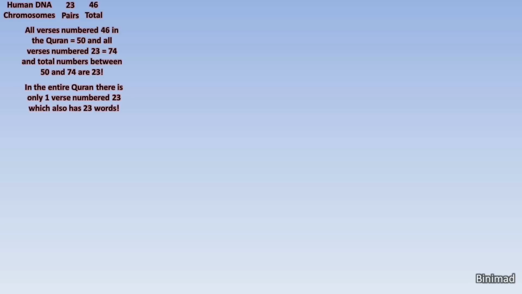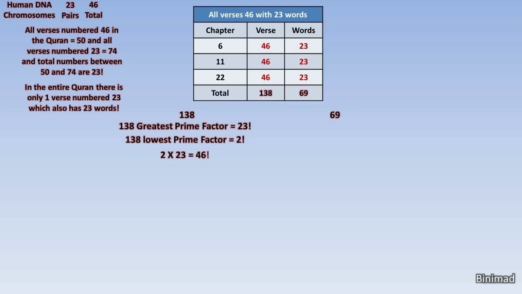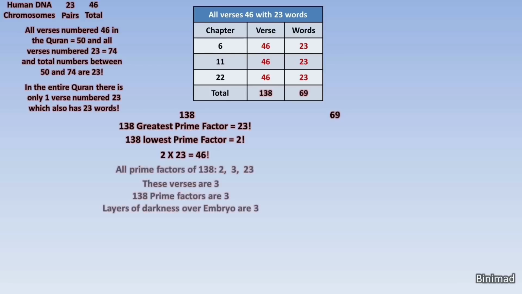Wondering about this, I added these numerically connected verses, numbers, and did the same for their word numbers. 3 46s equals 138, and 3 23s equals 69. So what about them? Surprisingly, the greatest prime factor of 138 is 23, and its lowest prime factor is 2, and humans have 23 chromosomes 2 times, i.e. a pair, and the sexes are 2. In fact, looking even closer at all prime factors of this number, we find there is one more, which is 3. And these verses are 3. The prime factors for this number are 3, and as stated, 3 is the layer of darkness in which the baby develops. Look at this. Like much else we have discovered, it's simply amazing.